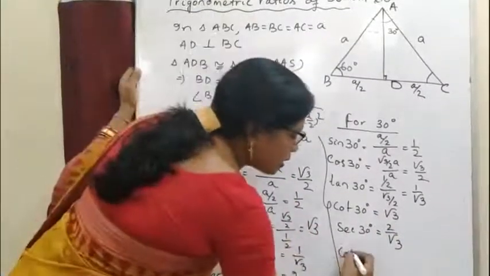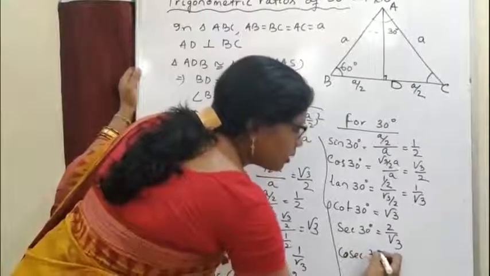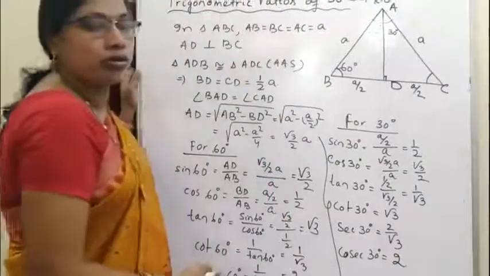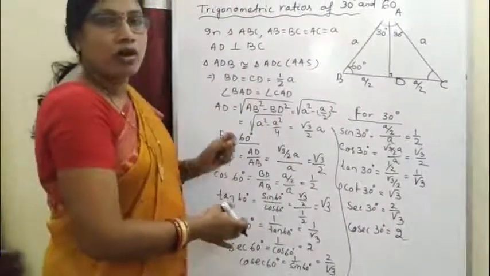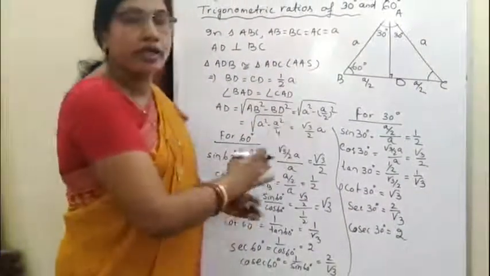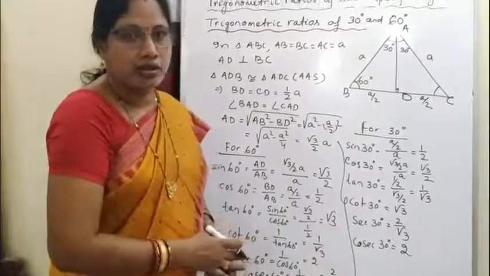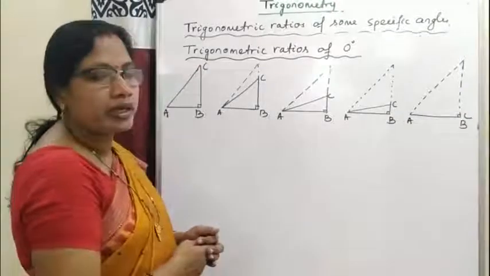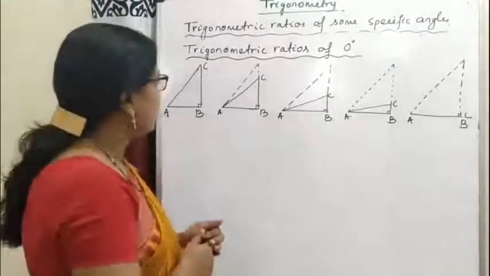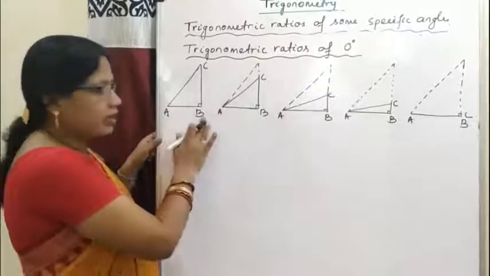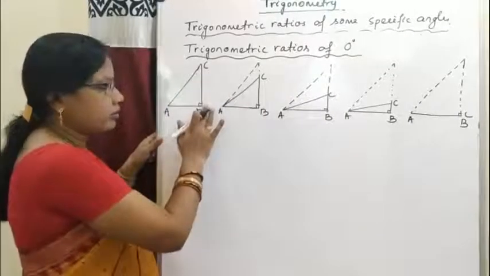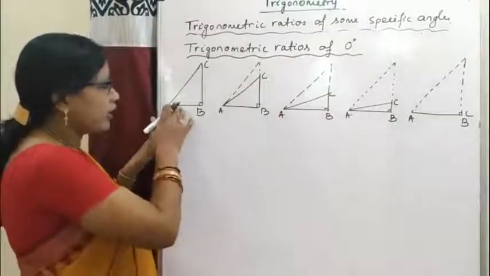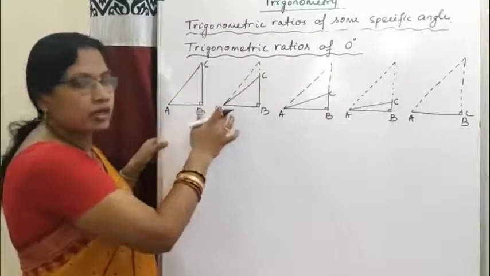And what is cosec 30? It is equal to 1 by sin 30. So that is equal to 2. So you have to remember all the trigonometric values or trigonometric ratios of different angles. So let us discuss the trigonometric ratios of 0 degree. Here I have taken a right triangle ABC with angle B is 90 degree. So let us consider the angle A is decreasing to 0.